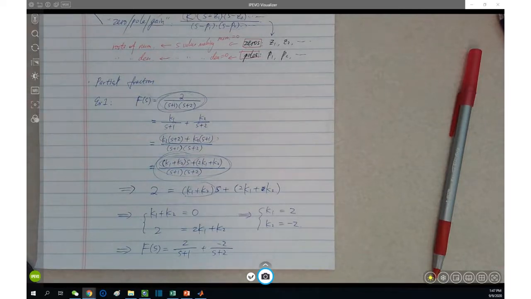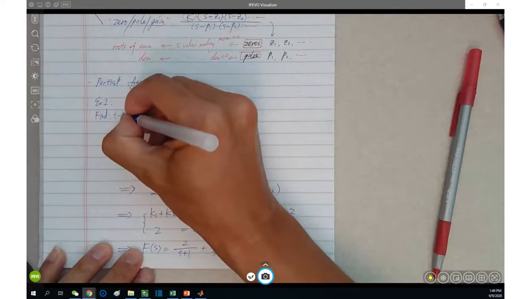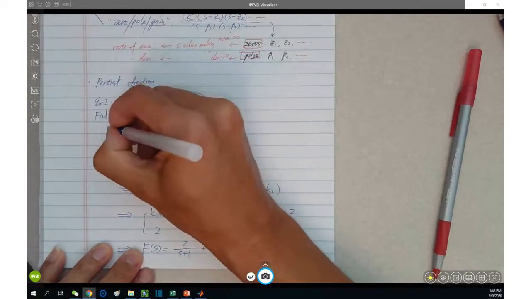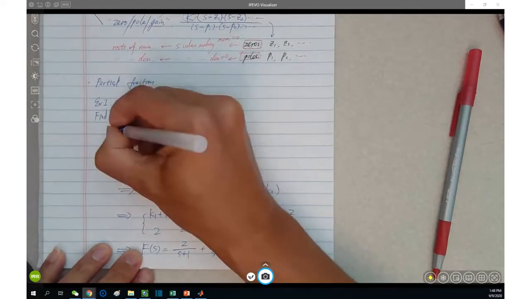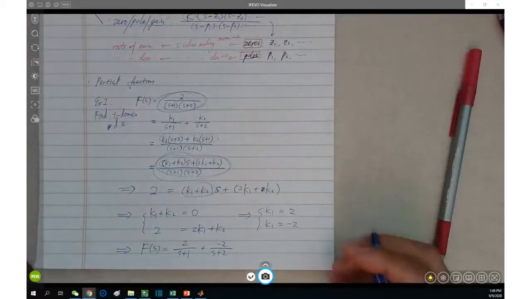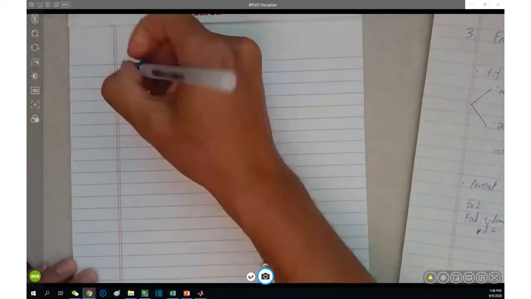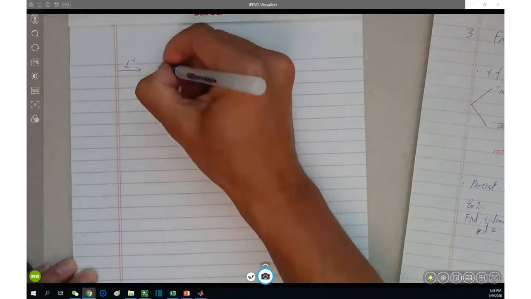Okay. We're not done yet because this example is to find the time domain differential equation, right? Then the next thing is conducting the inverse Laplace transform by utilizing the table we have. All right. Next, inverse Laplace transform.